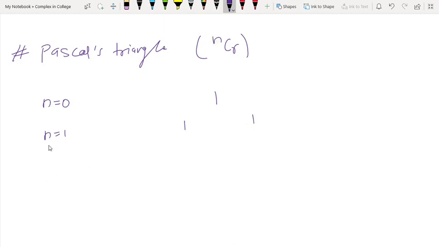n आपका like ये सारे मैं लिख रहा हूँ, r मतलब that number of steps leading from the 0. Now for n equal to 2, 1, 1 plus 1 is 2, and 1 here itself. अभी ये आपका फर्स्ट क्या है, फर्स्ट आपके पास है 2C0, next is 2C1 and next is 2C2. Clear?